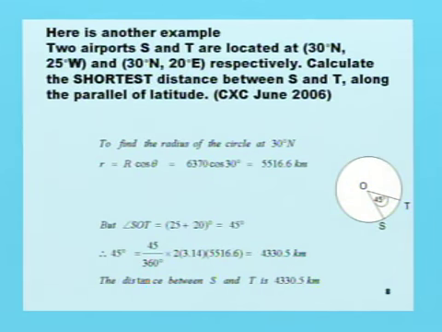So that angular distance, 45 degrees, is equal to 45 over 360 times the circumference to find the distance ST. So it is 45 over 360 times the circumference, which is 2 times 3.14 times 5,516.6, which will give us 4,330.5 kilometers. So the distance between S and T is 4,330.5 kilometers.